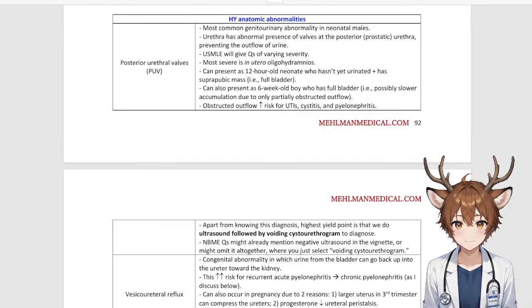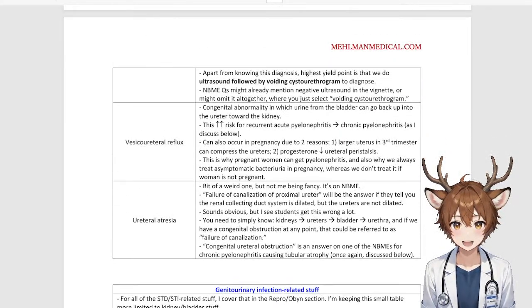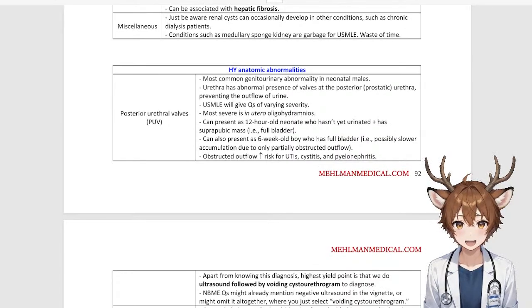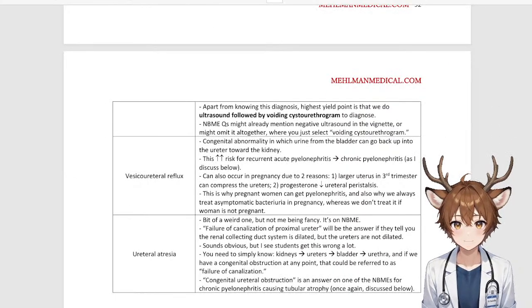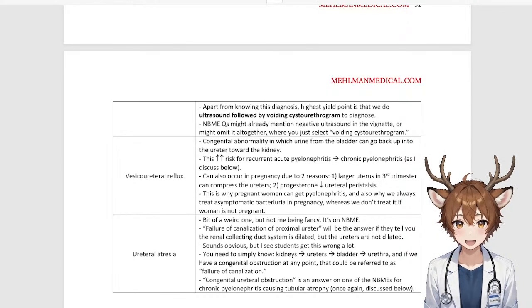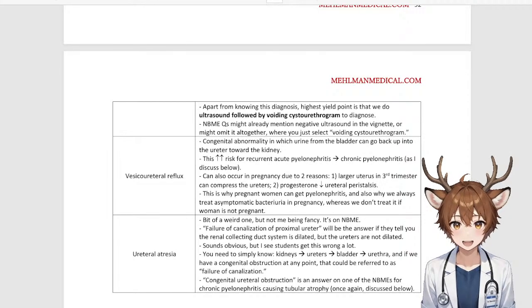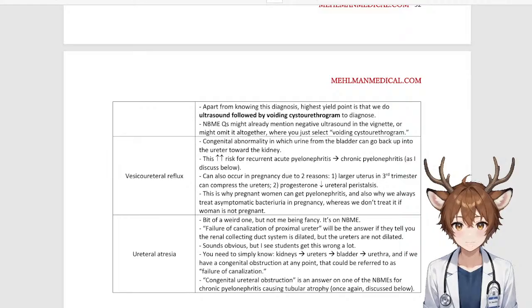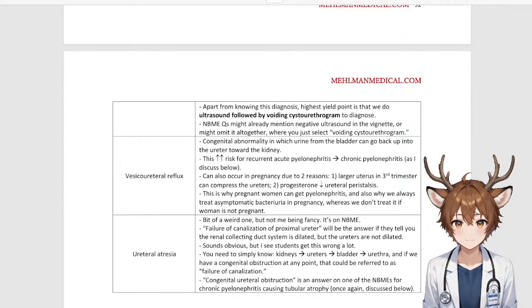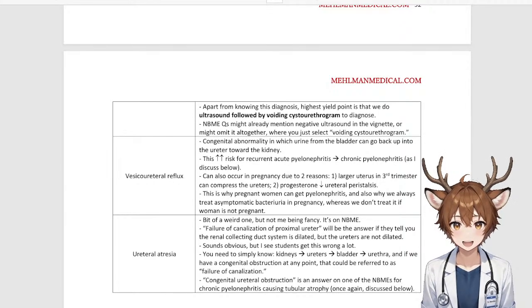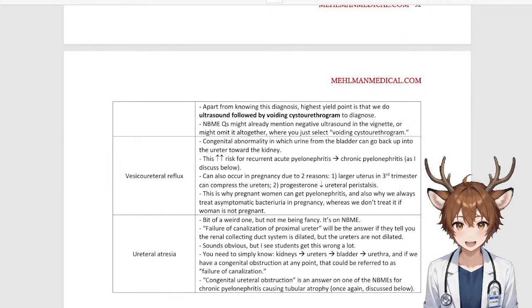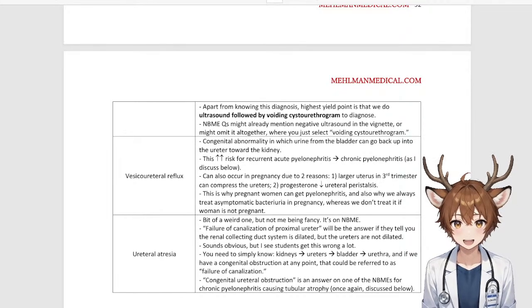Okay. What about, so this is all, what is this? This is all anatomic abnormalities. Okay, what is this now? Vesicoureteral reflux. Congenital abnormality in which the urine from the bladder can go back up into the ureter toward the kidney. Well, that doesn't sound fun. This significantly increases the risk for recurrent acute pyelonephritis, chronic pyelonephritis, as I discussed below.